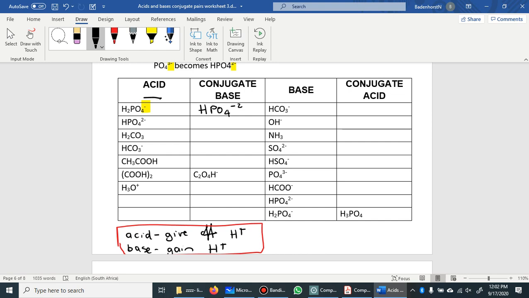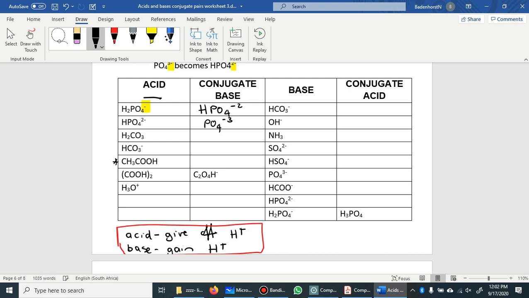The next one is HPO4 2 minus. So it needs to give off a hydrogen. So it becomes PO4. It's already 2 minus, so now it becomes 3 minus. -3 or 3 minus, doesn't matter how you write that. Okay, let's skip to another one here. Okay, because like I said, these were in the live worksheets, so we're just going over a couple of them to make sure we understand.